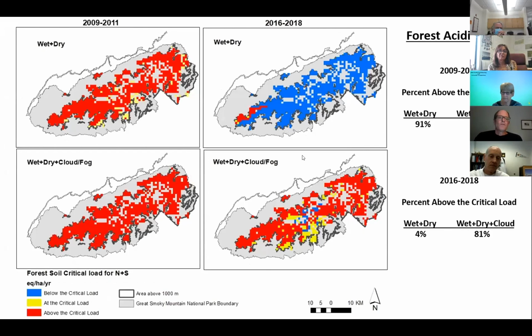Looking at forest acidification, again, these are at 1 kilometer blocks using the same scaling here. If you're blue, you're below. If you're red, you're above. What we find here is in the earlier period a 91% exceedance rate. With clouds, we have 100%. As you can see here, with some substantial decreases, if we just focus on TDEP, we'd have a pretty low exceedance rate, but adding in cloud and fog, you can see the exceedance rate expands substantially to 81%.